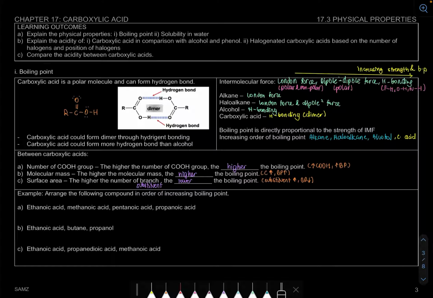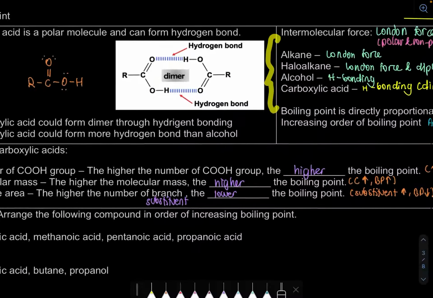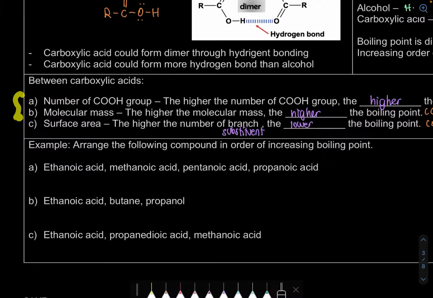The example says arrange the following compounds in order of increasing boiling point. So first we have to look at whether there is a different class, or the same class, between the carboxylic acids themselves. We have to look at these 3 factors. So here we have example A, 1, 2, 3, 4. We see all of them are carboxylic acids, and all of them only have one COOH. So what's the factor that we're going to look at? It's actually the molecular mass. Ethanoic acid has 2 carbons, methanoic 1, pentanoic 5, propanoic 3 carbons.